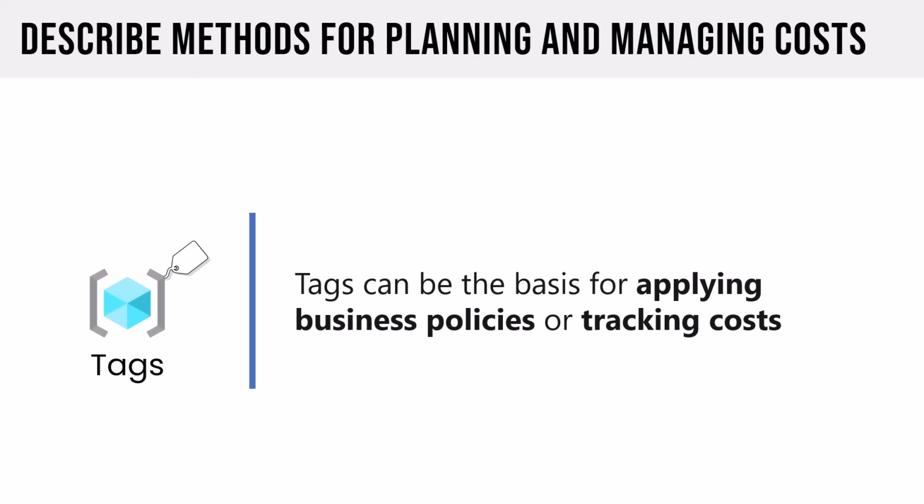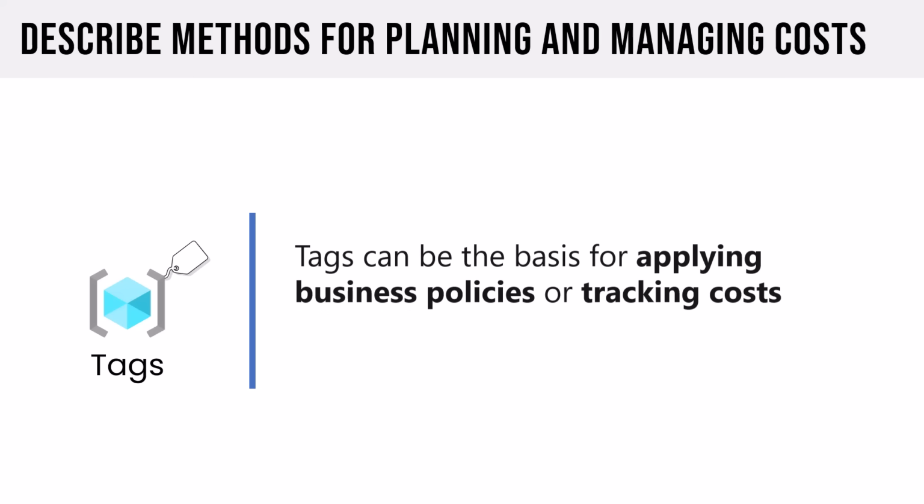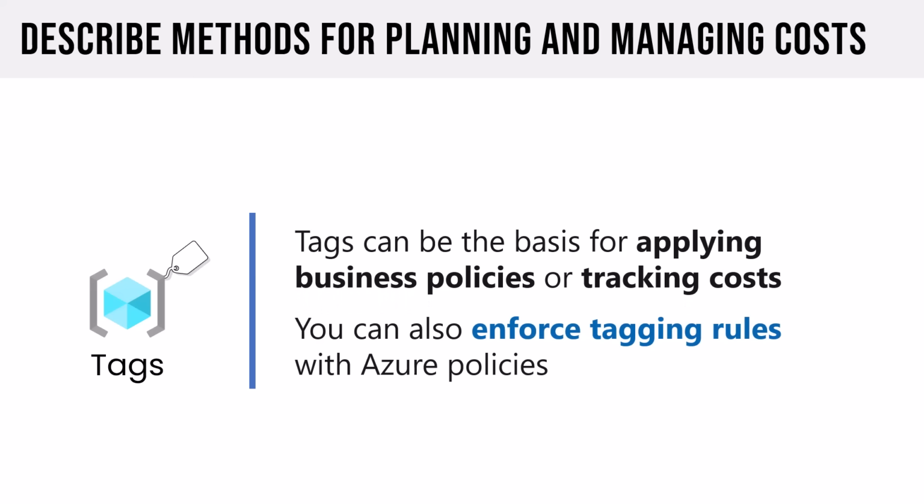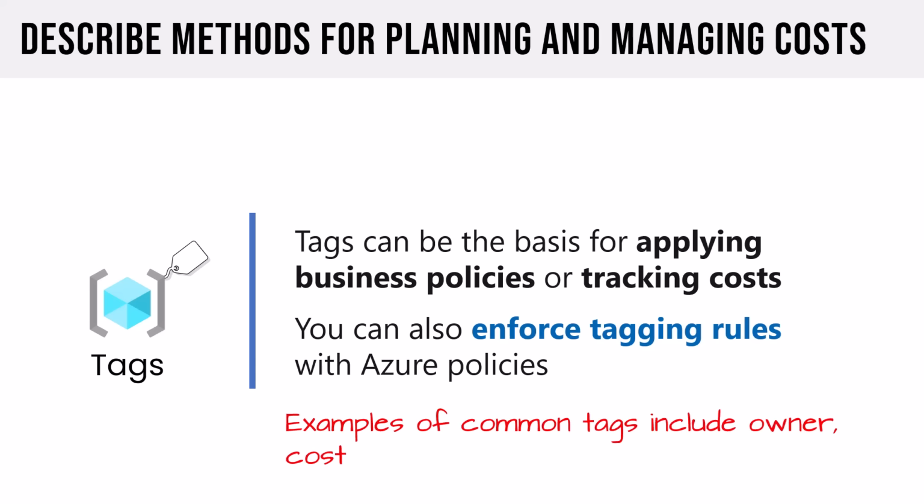So tags can be used on the basis of applying business policies or tracking costs. You can also enforce tagging rules with Azure policies, even preventing resources from being deployed if they are not properly tagged. Examples of common tags might include owner, cost center, the application or service, the environment, is it dev, test, prod. You could tag it with an SLA.